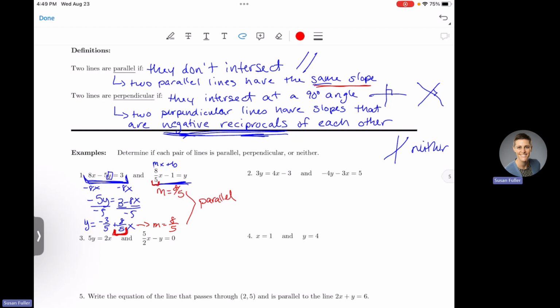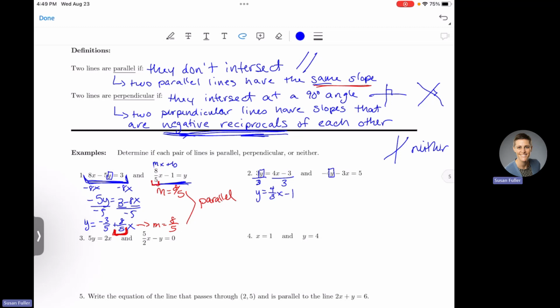Okay, hopefully you have had a chance to work these through. So again, I'm going to get all of these in y equals mx plus b format. So I need to solve for y in each of these equations. So I'll start with this one, and I just have to divide both sides by 3 here. And so when I do that, I get y equals 4/3 x minus 1.